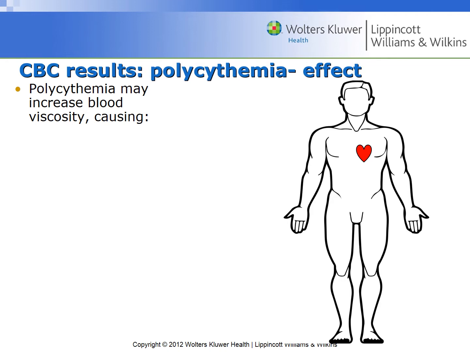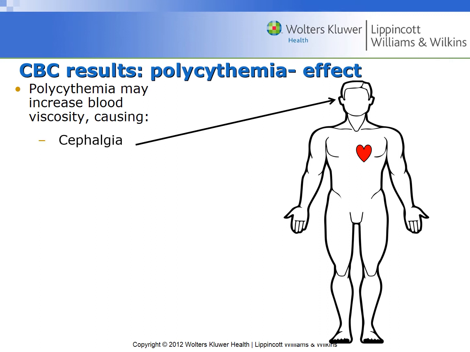So polycythemia, so we have more red blood cells, can increase blood viscosity. So think a cup of water versus a cup of maple syrup. Which pours faster, which pours easier? Right? The maple syrup is more viscous. It travels a little more slowly. Okay? It has increased viscosity over the cup of water.